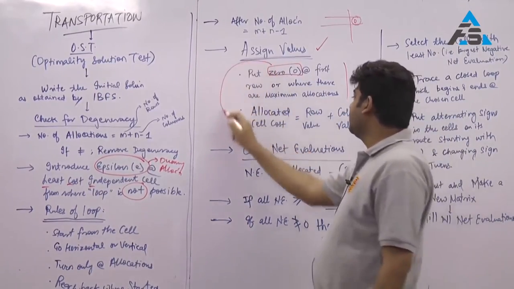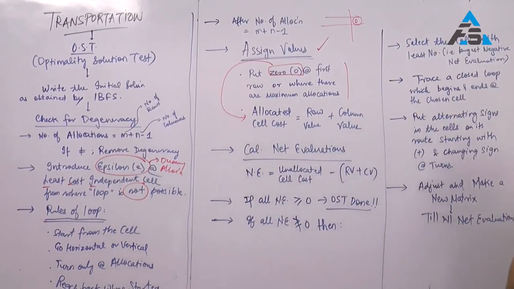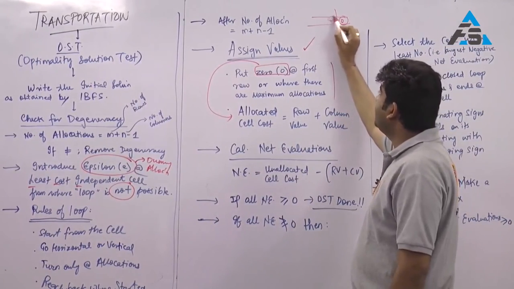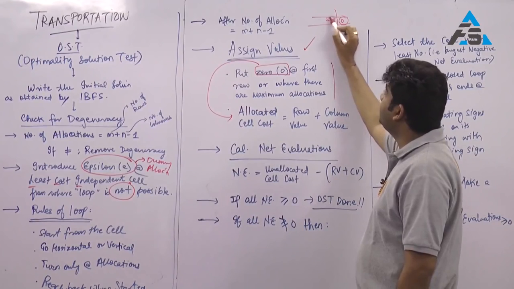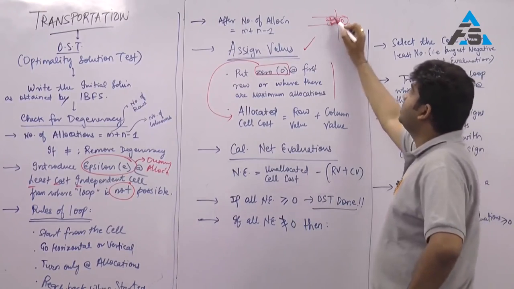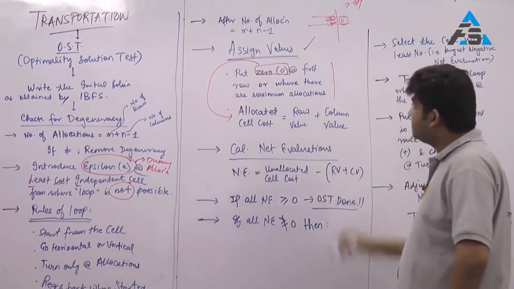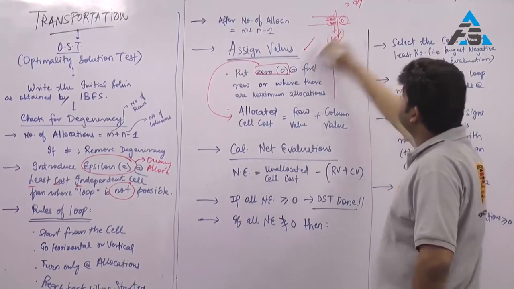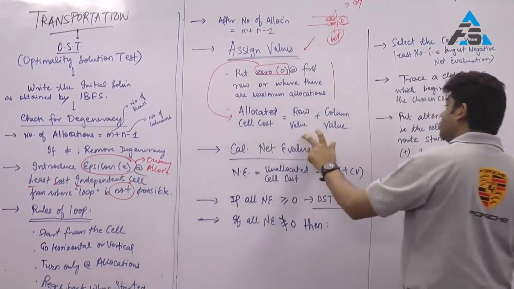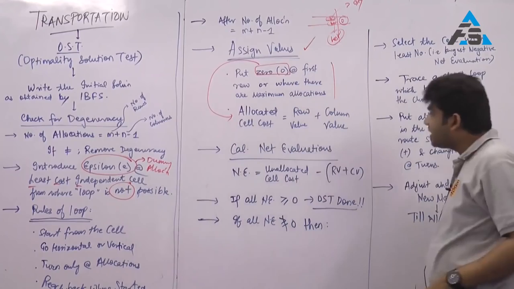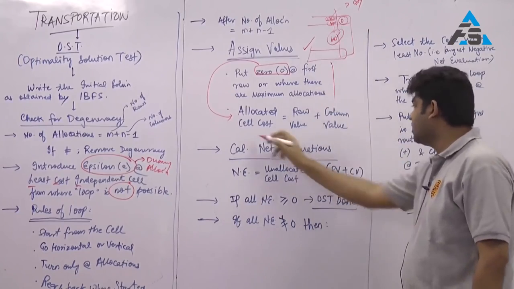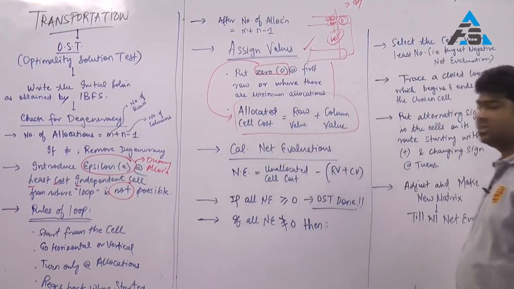Once that is done, then allocated cell cost is equal to row value plus column value. So if there is an allocation somewhere, then that allocated cell cost, this is an allocation, this is the cost of that allocation. So the allocation basically is the quantity that needs to be transported. This is your cost per unit, that is cost per quantity. So allocated cell cost is equal to row value plus column value. So we will have to check for row value and column value.